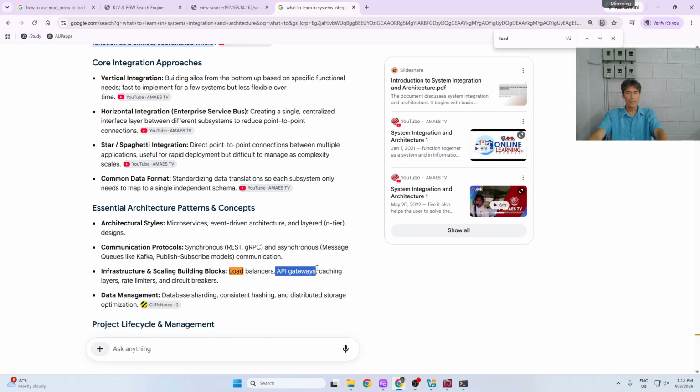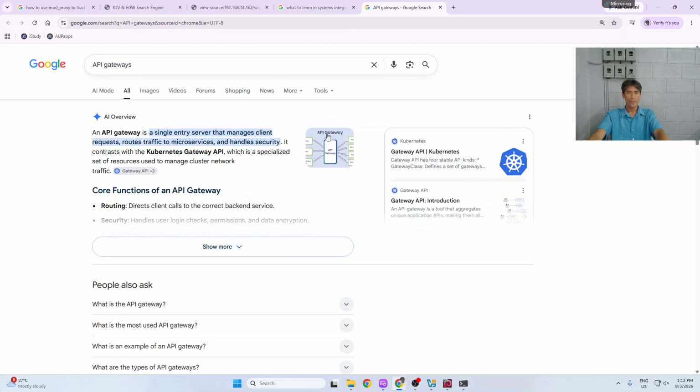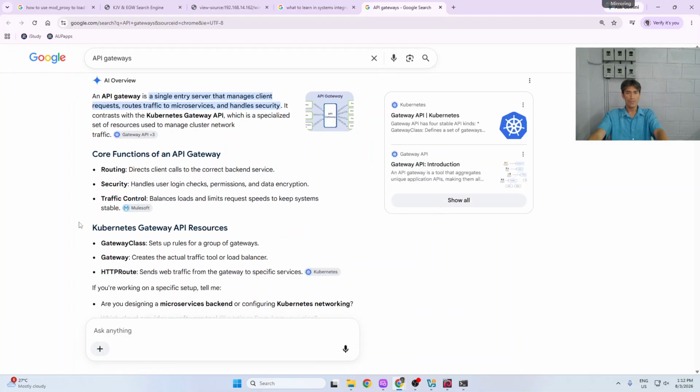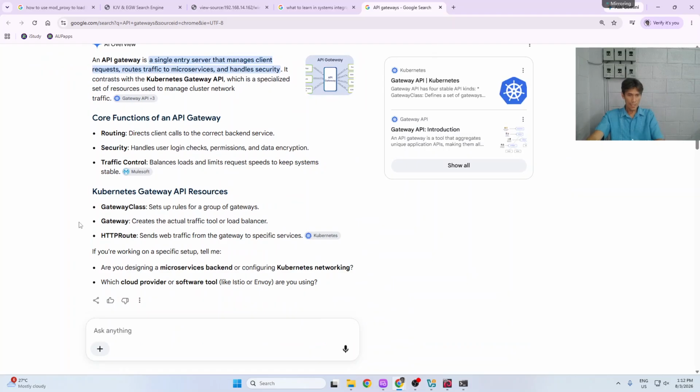API gateways. What's an API gateway? An API gateway is a single entry server that manages client requests, routes traffic to microservices, and handles security. Okay. It's just a router. And security, traffic control, gateway class.